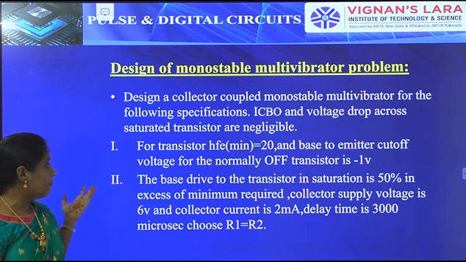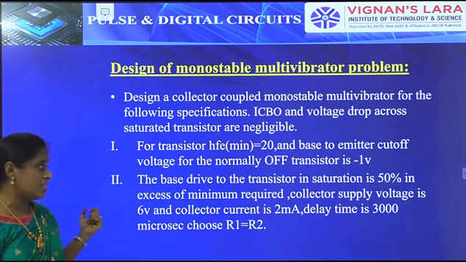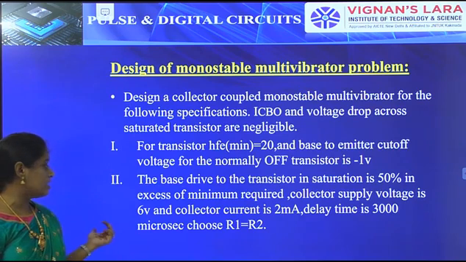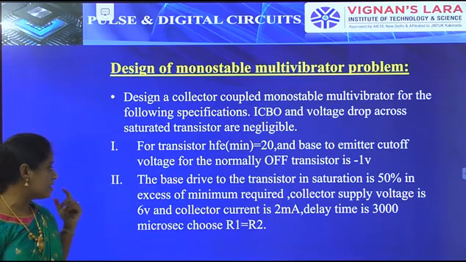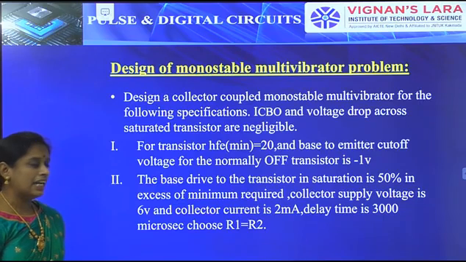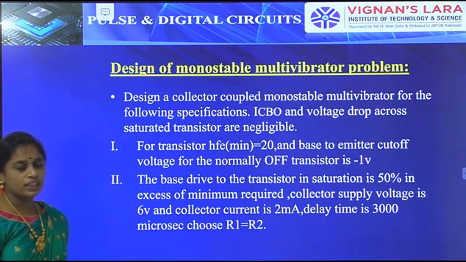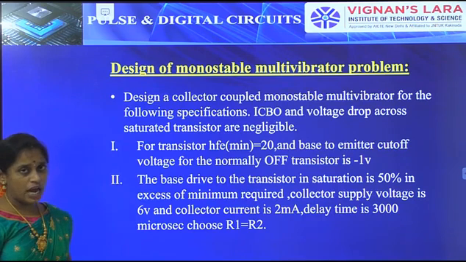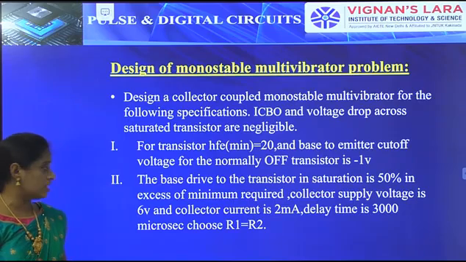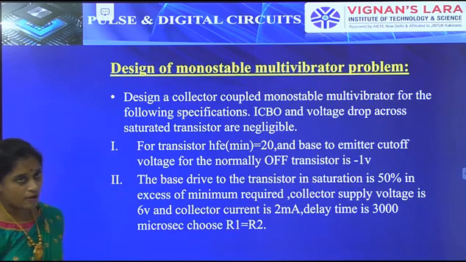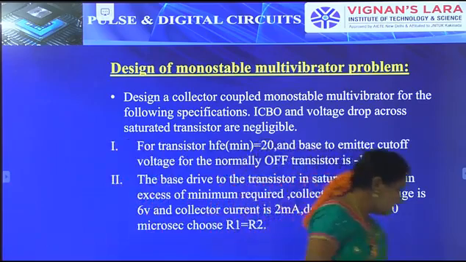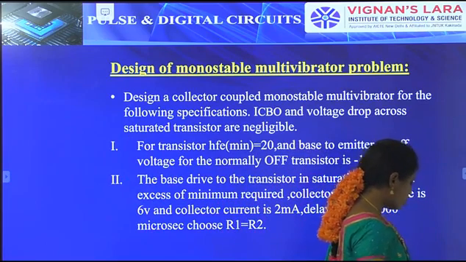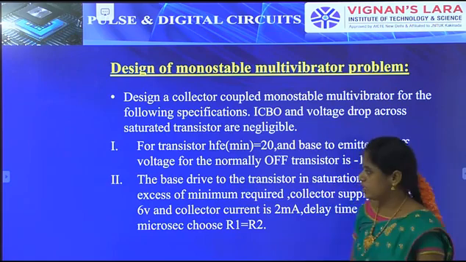At the same time, the base drive to the transistor in saturation is 50% in excess of the minimum required, and the collector supply voltage VCC is 6 volts. The collector current IC saturation is 2 milliamperes. As we know, time is very important: T is equal to 0.693 RC, and based upon that we get the capacitor value. They also give the delay time, that is 3000 microseconds, and choose R1 is equal to R2. So this is the problem, and we have to solve it based upon these conditions.